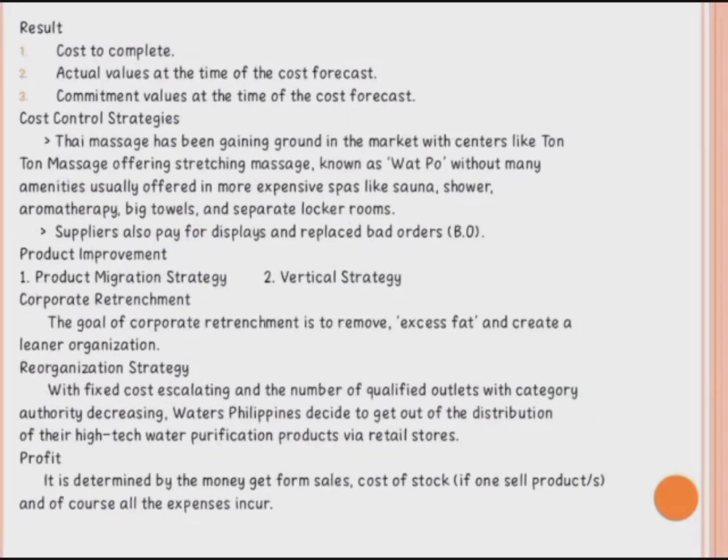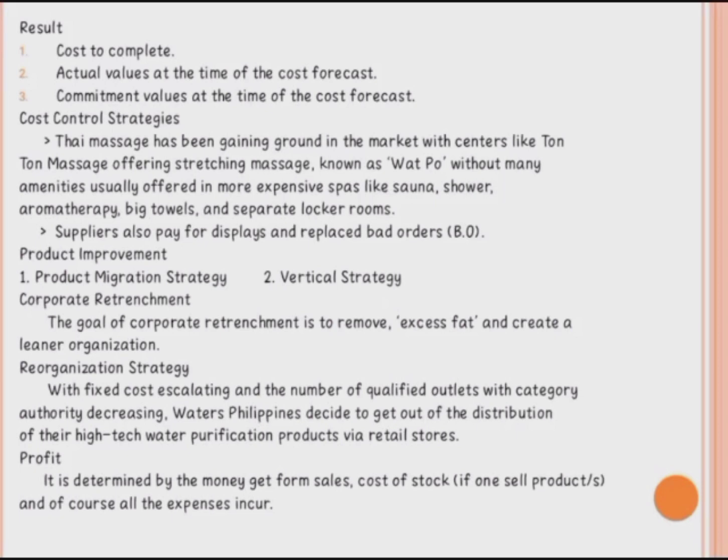The result. The following forecast version values are available for evaluation in the project information system. First is cost to complete. Second, actual values at the time of the cost forecast. Third, commitment values at the time of the forecast.